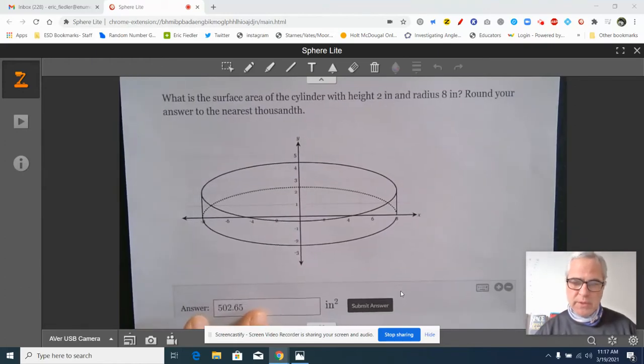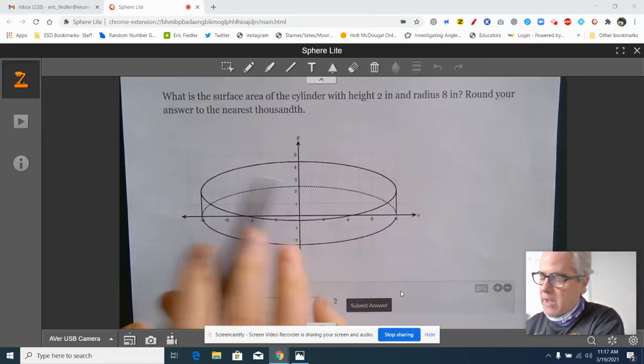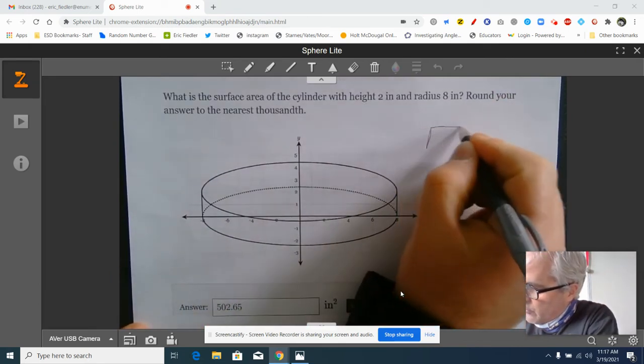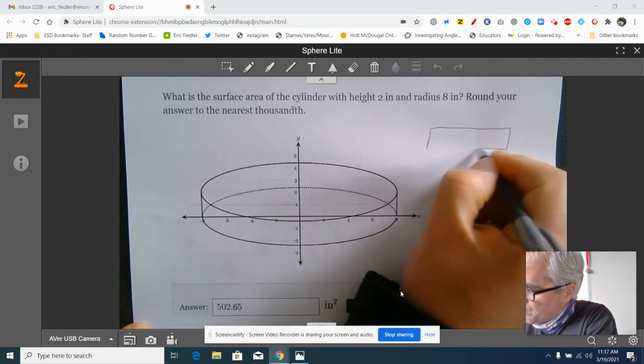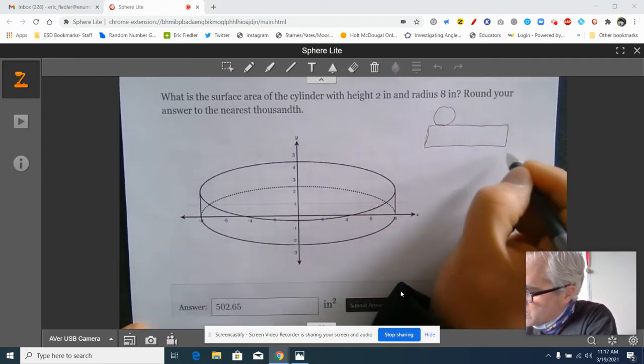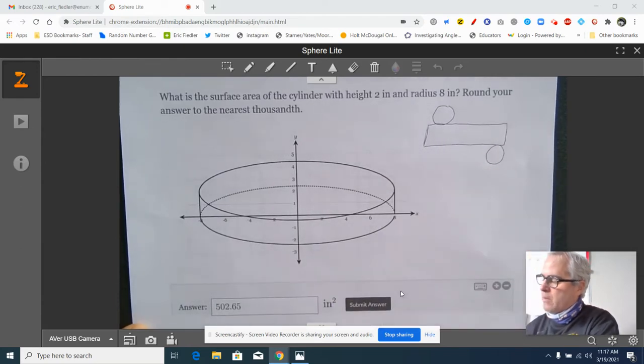Show you two ways to do this. Here's the first way. If you take this cylinder and you unfold it into its net, here's what you would get. It's not really drawn to scale very well, but we'll go with it. If I find the surface area of all those, that should get me the answer.